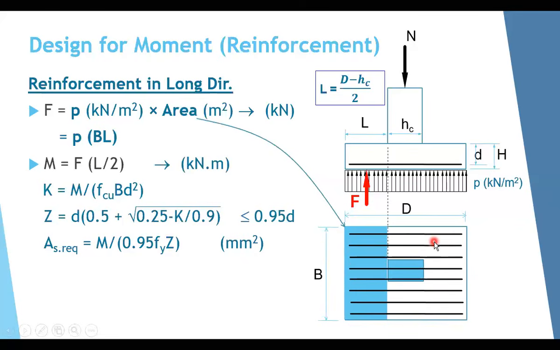You can use a suitable diameter, and based on the diameter, you can get the number of bars in the long direction. Once you did this in the long direction, you have to repeat this again in the short direction, and you get the reinforcement in the other direction using the same steps. After we calculate the reinforcement, we have to make two checks.